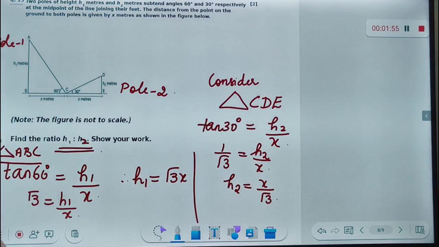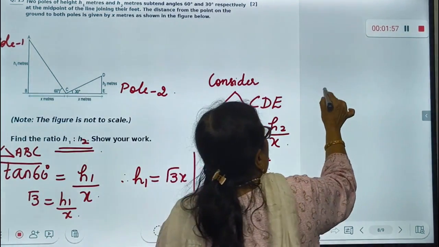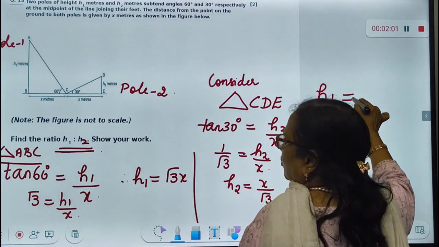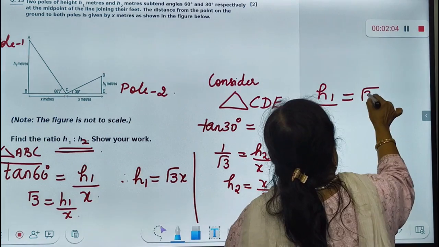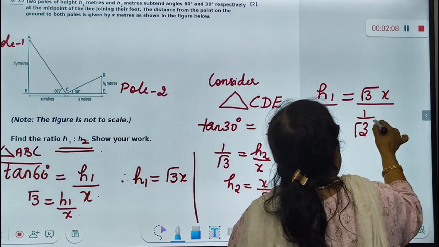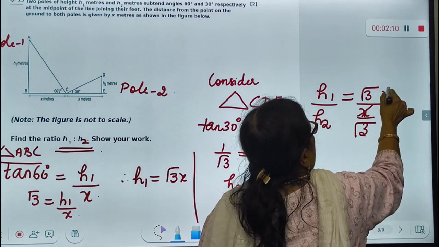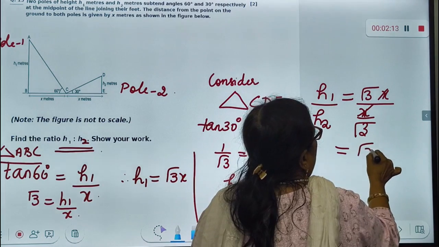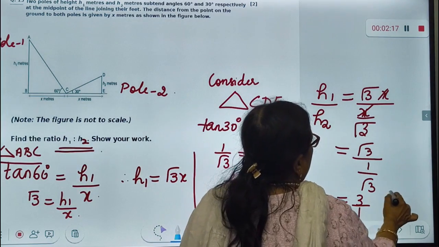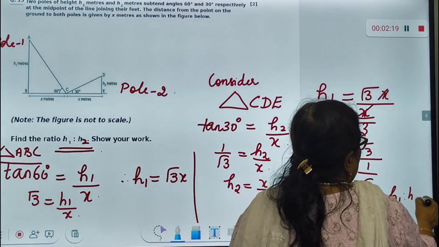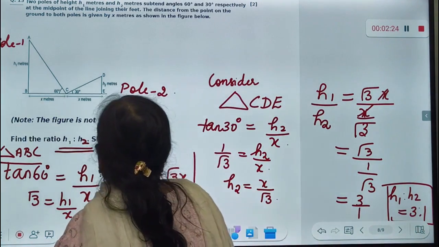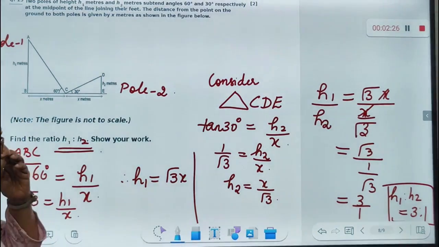Okay, what is it that you need to find? The ratio of h1 is to h2. That is h1 by h2 is equal to, what is h1? Root 3 x. This is x by root 3. So this is root 3 by 1 by root 3, which is 3 by 1. So h1 is to h2 equal to 3 is to 1. The ratio is 3 is to 1.